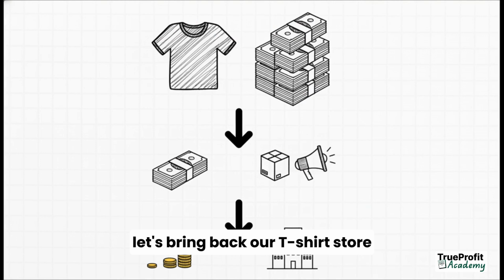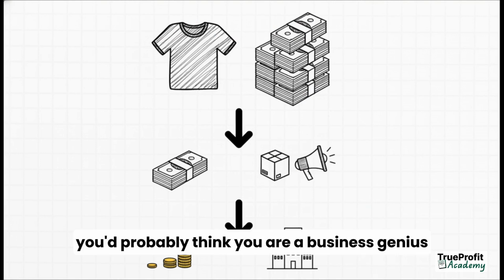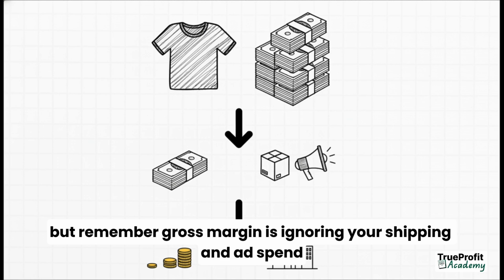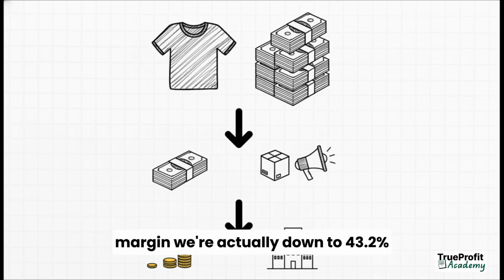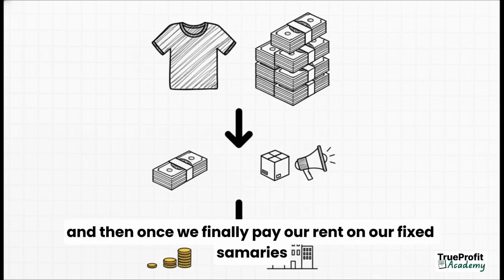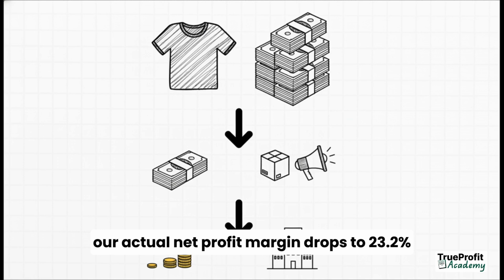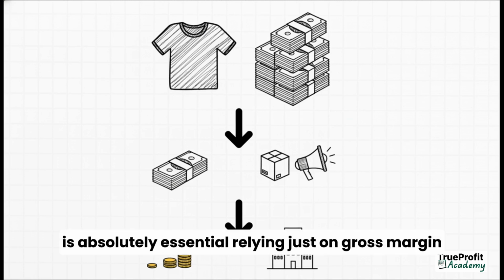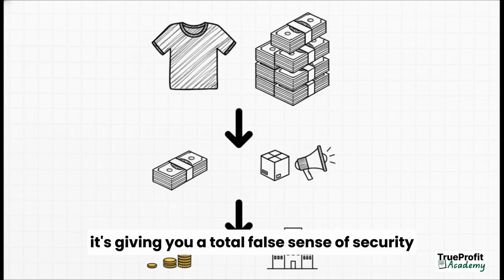Let's bring back our t-shirt store to give you a striking reality check. If you only looked at your gross margin, you'd probably think you were a business genius. I mean, 73.3% looks incredibly strong. But remember, gross margin is ignoring your shipping and ad spend. When we look at our true contribution margin, we're actually down to 43.2%. And then, once we finally pay our rent and our fixed salaries, our actual net profit margin drops to 23.2%. This illustrates brilliantly why tracking all three is absolutely essential. Relying just on gross margin is giving you a total false sense of security.